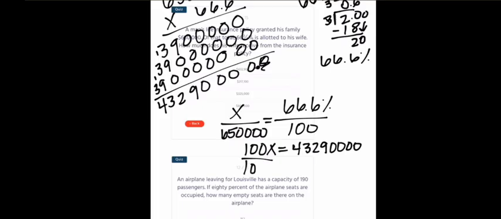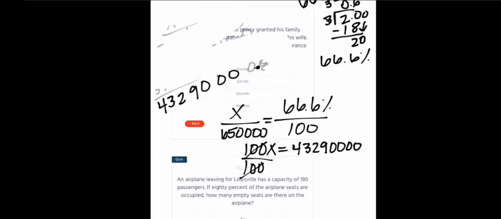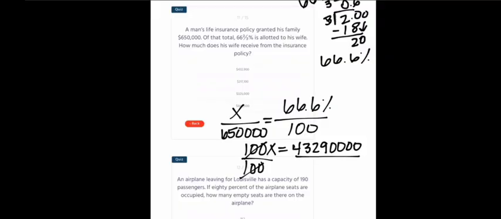Now we're going to divide by 100 so we can isolate the x. And I'm actually going to erase all this so we can see our answer choices. Divide by 100, and I get to eliminate some zeros, which is my favorite. So x is equal to 432,900, which is $432,900. And there it is. Okay.